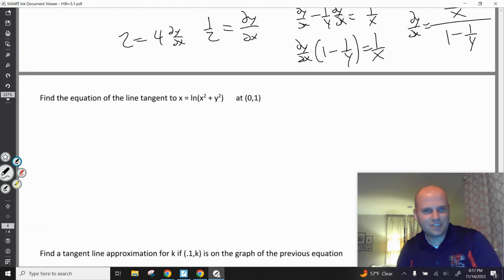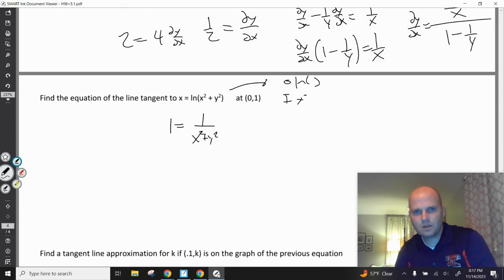All right, let's do this one. This one does work. You got to O and I this. Derivative log.